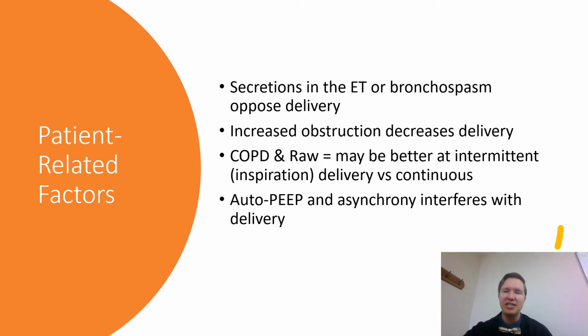So secretions in the ET tube, or if there's bronchospasm, our ability to get gas and aerosol through those obstructions is going to be diminished, and that can oppose the delivery and therefore not get as much medication as deep as where it needs to be. It's unfortunate, right? So that's where we could have diminishing effects of nebulizing for those patients with high obstructive issues like secretions or bronchospasm. The COPD and air resistance may be better at intermittent inspiration delivery versus continuous delivery.